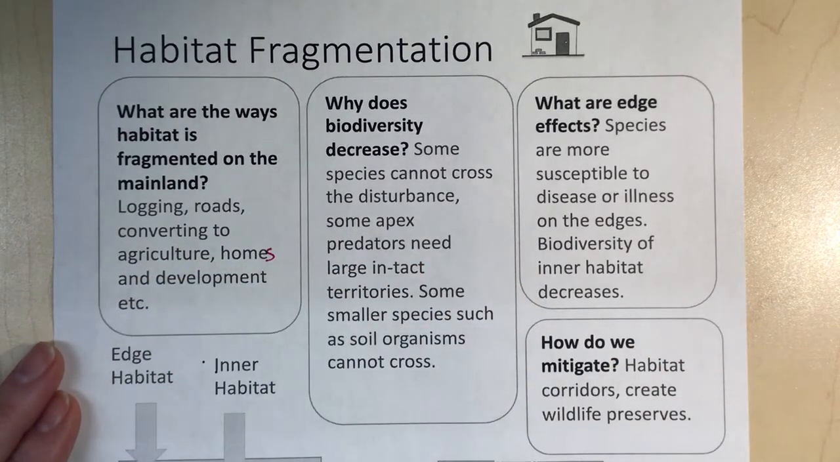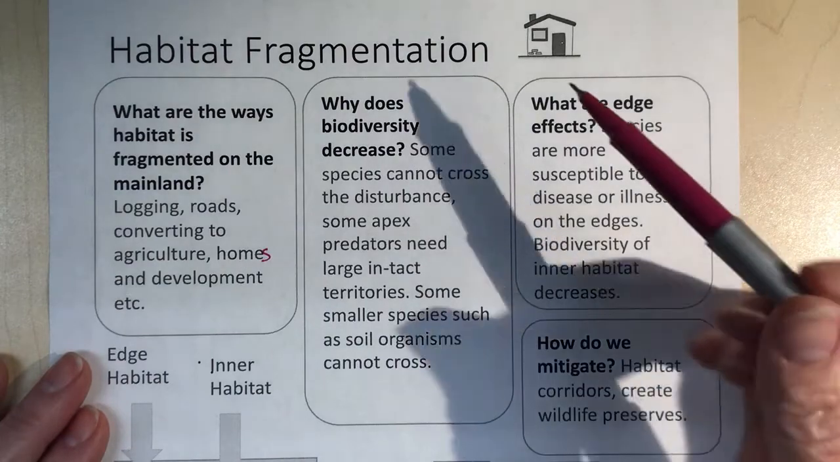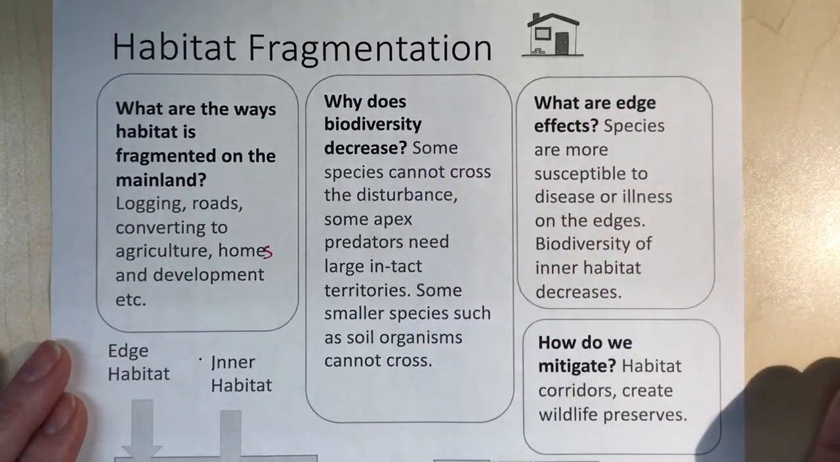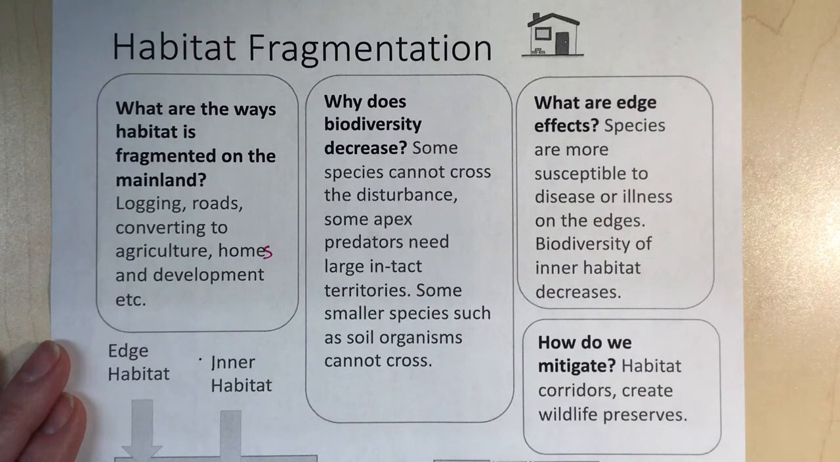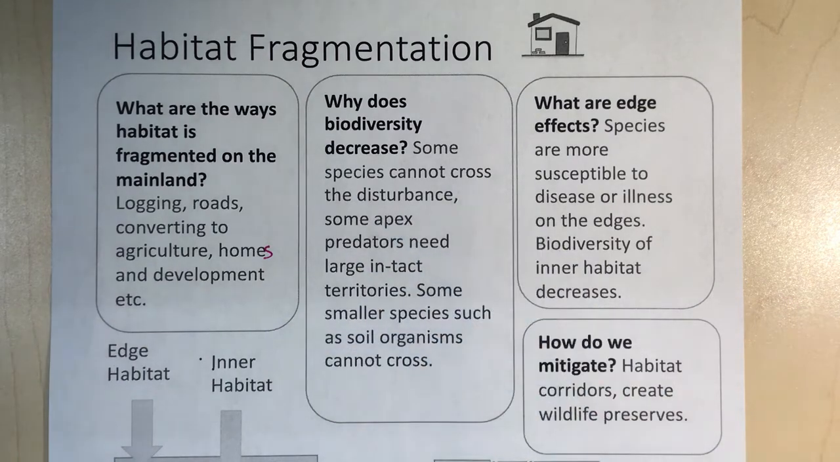Those are the things that fragment habitat. So why does this decrease biodiversity? Well, some species can't cross whatever that is, the road, the housing development, the agricultural field. You would think, oh, can't species cross a farm field? Well, some do and some don't.